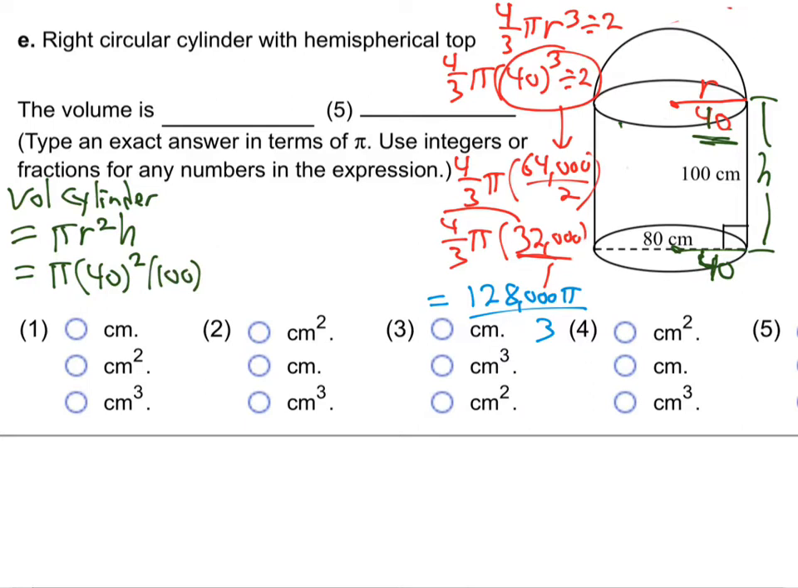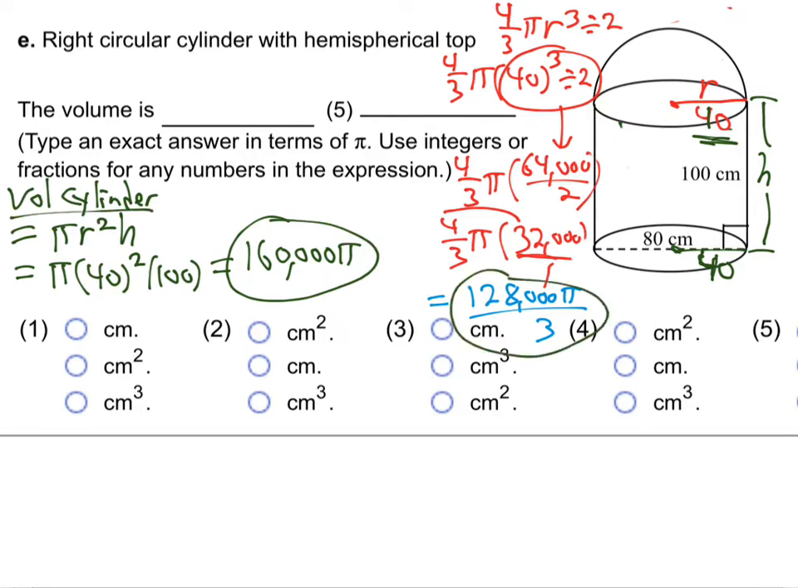So we have, what's that going to be? Use your calculator. 40 times 40 times 100. So I'm getting 160,000 pi. Okay, so we have this answer for the cylinder. We have this answer over here for the half dome.